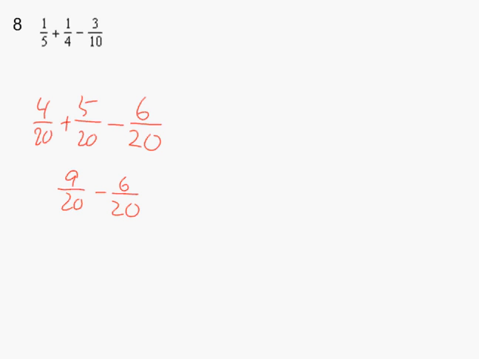Question 8, we have 3 operations. We haven't seen these before, but it shouldn't be too hard. If I look at 5, 4, and 10, the common multiple they all share is actually the number 20. So what I'm going to do here is change these all to 20ths. 4/20, 5/20, and 6/20. So 4/20 plus 5/20 is 9/20, and 9/20 take away 6/20 is 3/20, which is what your answer is.